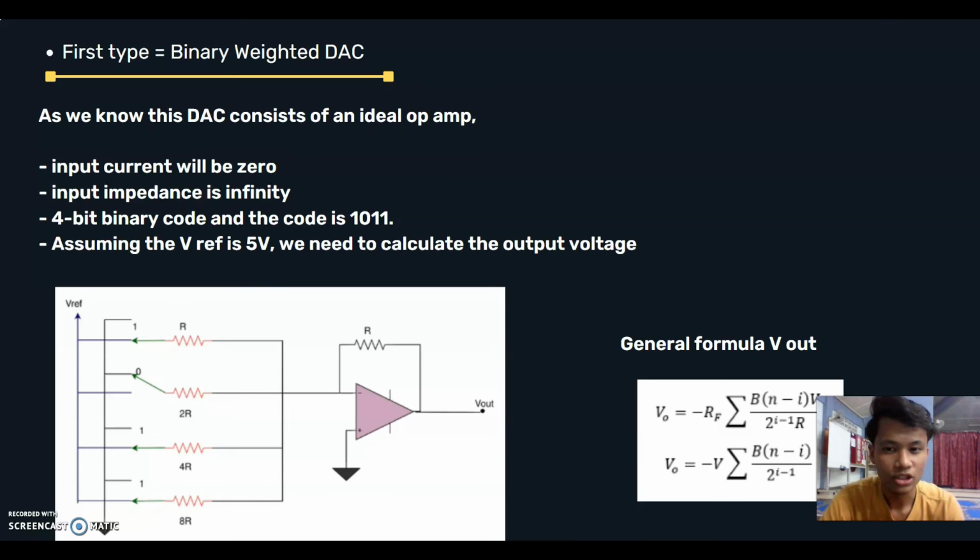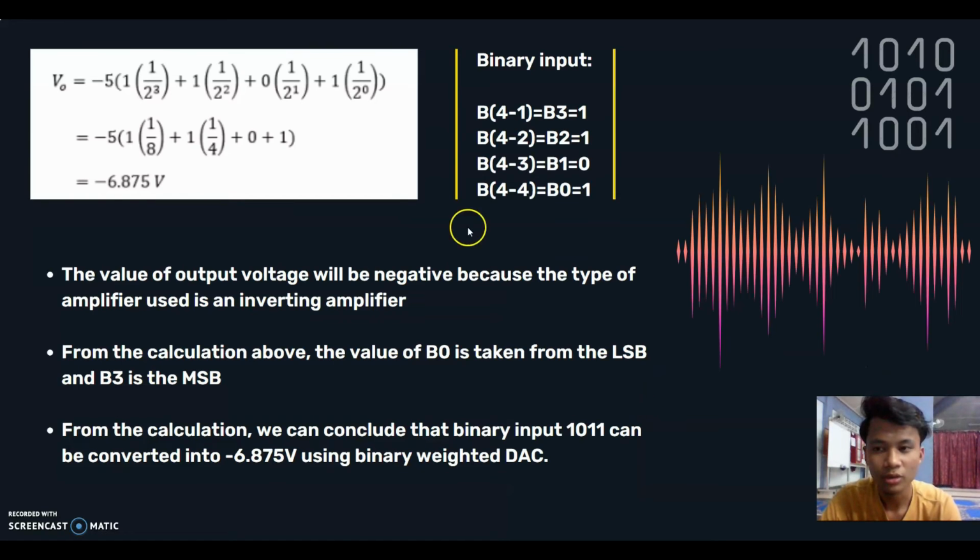Let's say the code is 1011, we will assume Vref is 5 volt, we need to calculate the output voltage. So this is the general formula for Vout, and we can insert all the values into the formula and we can get the answer. As you can see, the answer is in negative value. Why is it negative? This is because this type of DAC consists of an inverting amplifier. From the calculation above, the value of B0 is taken from the least significant bit and B3 is the most significant bit. From the calculation, we can conclude that binary input 1011 can be converted into negative 6.875 volt using binary weighted DAC.